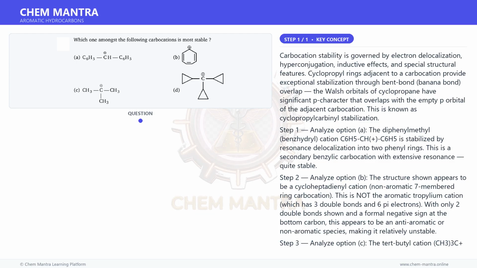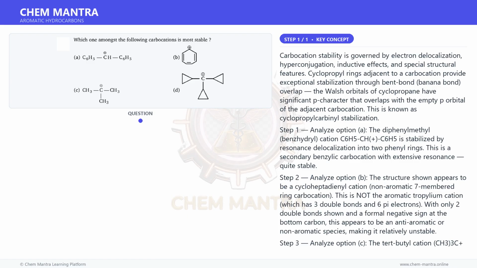Carbocation stability is governed by electron delocalization, hyperconjugation, inductive effects, and special structural features. Cyclopropyl rings adjacent to a carbocation provide exceptional stabilization through bent bond, banana bond, overlap. The Walsh orbitals of cyclopropane have significant p character that overlaps with the empty p orbital of the adjacent carbocation. This is known as cyclopropyl carbinyl stabilization.